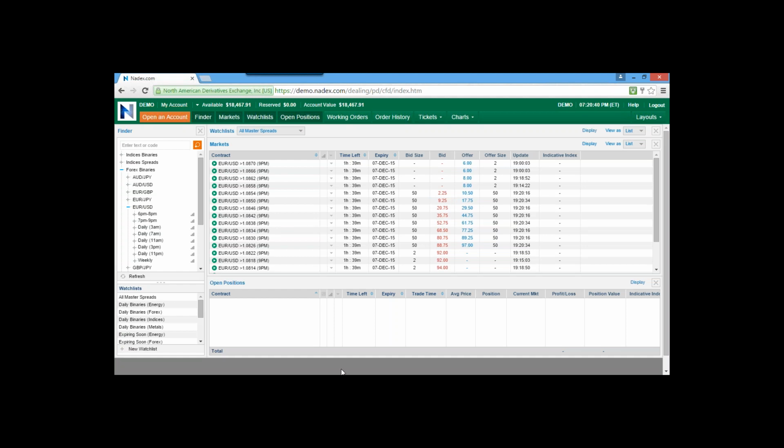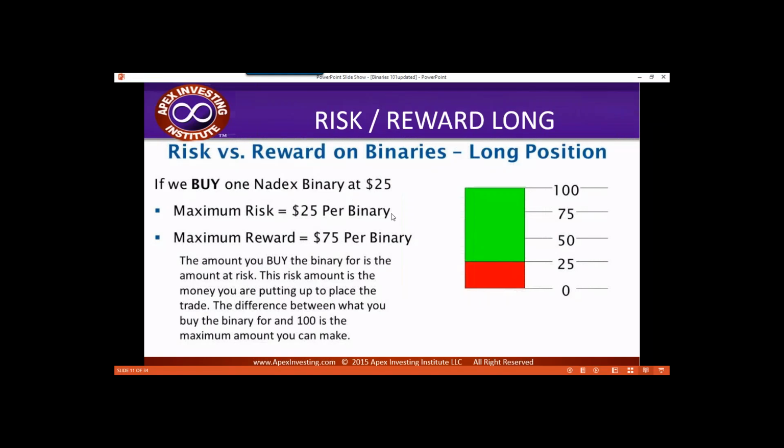So let's move forward with that and understand some of the pricing and the risk reward. Let's take a long example. Long meaning I'm going to buy because I'm saying, yes, I think the statement is true. So at expiration, a binary is either worth 0 or worth 100. Now again, remember we can exit early. So let's just start here with basics. If we buy a Nadex binary at $25, our maximum risk is $25.